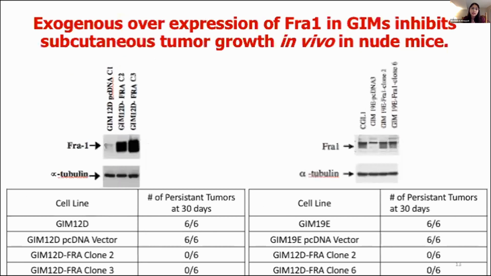So what they did next is they inserted, or overexpressed, FRA1 in GIMS, and that dramatically decreased tumor growth in an in vivo study.